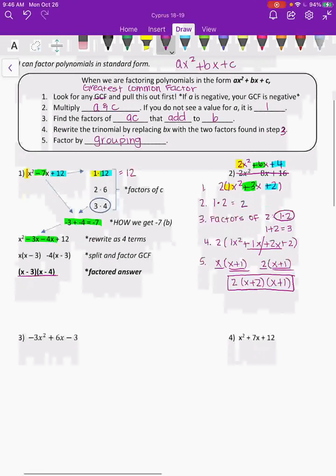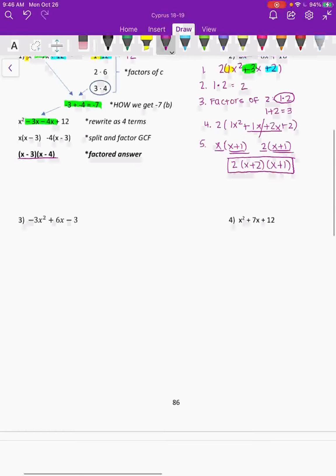Let's do another one together. Number 3. So, step 1, is there a greatest common factor? Okay. Is there a number that goes into -3, 6, and -3? Yes, and because that number out front is a negative, our greatest common factor is negative. So the greatest common factor here is negative. What number goes into 3, 6, and 3? 3. And now what gets left behind?